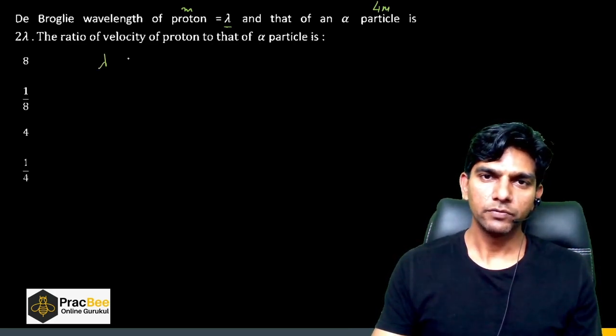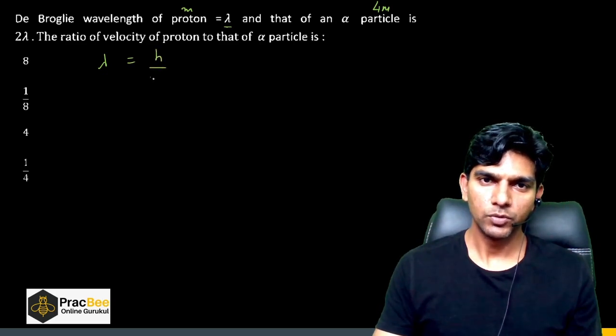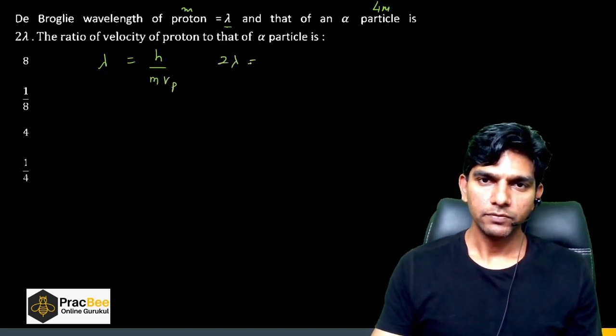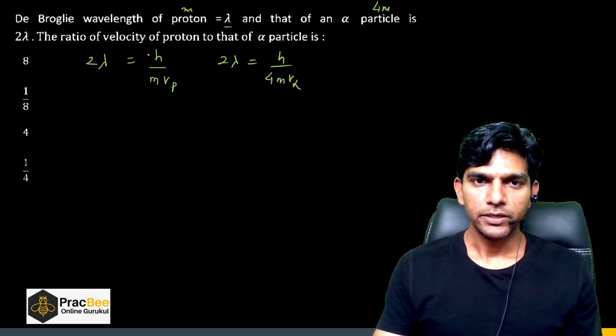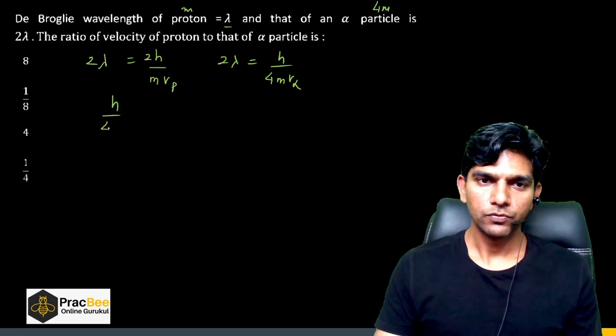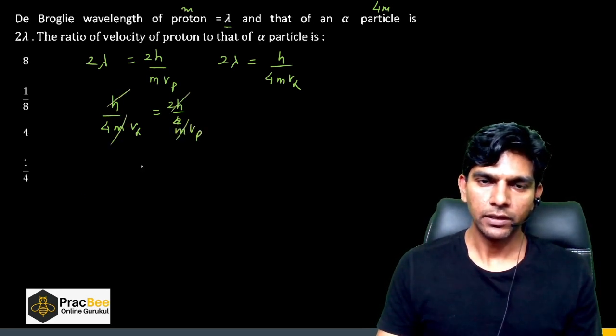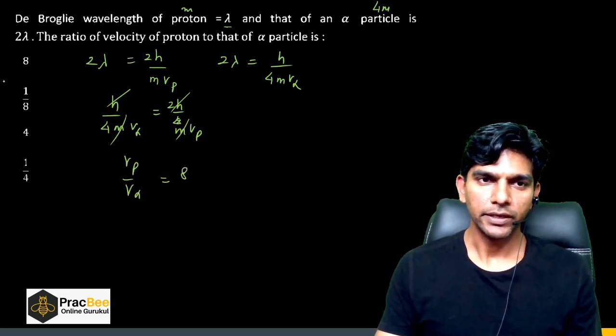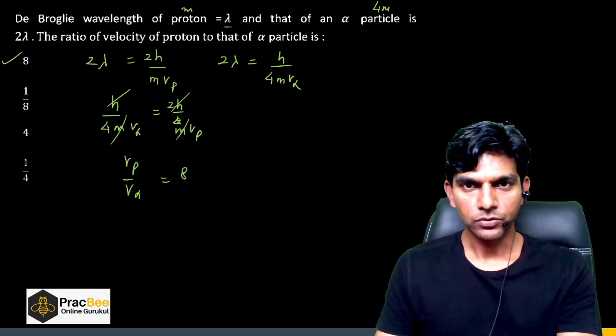So we know that de Broglie wavelength lambda is h upon the momentum. So it will be h upon m, say v of proton, right? And 2 lambda is given as h upon 4m v of alpha. Now if I multiply this by 2, so we can say h upon 4m v alpha is 2h upon m v p. So h will get eliminated, 4 and m will get eliminated. We have to find v p by v alpha. So that will be 8, right? So 8 should be the answer to this question.